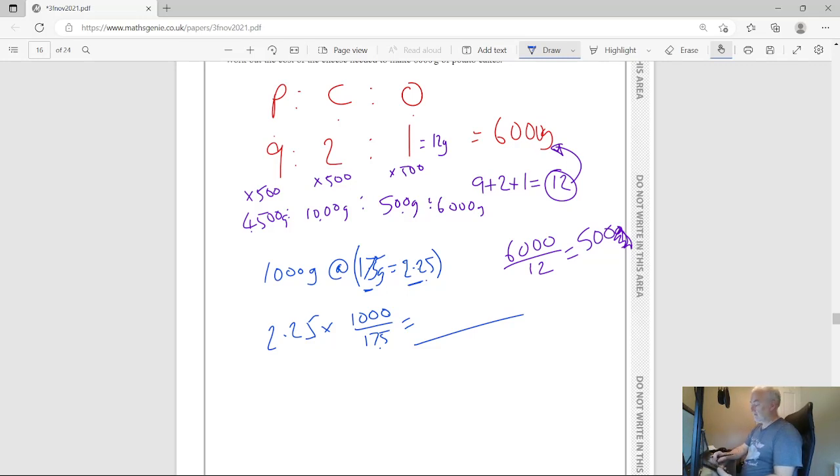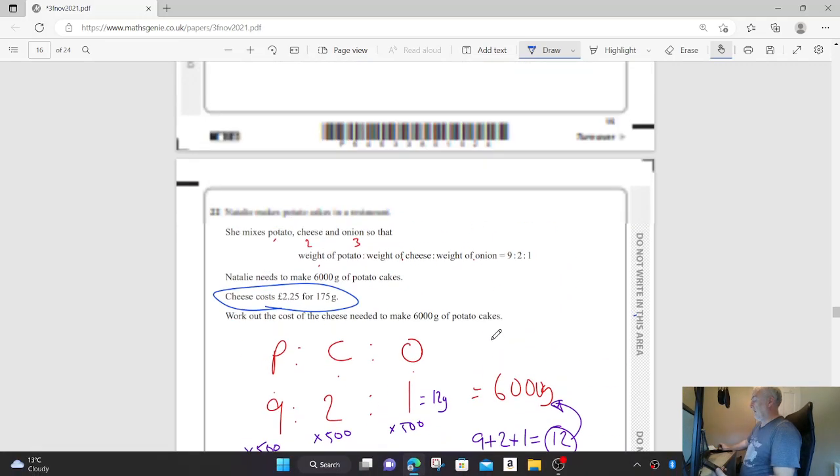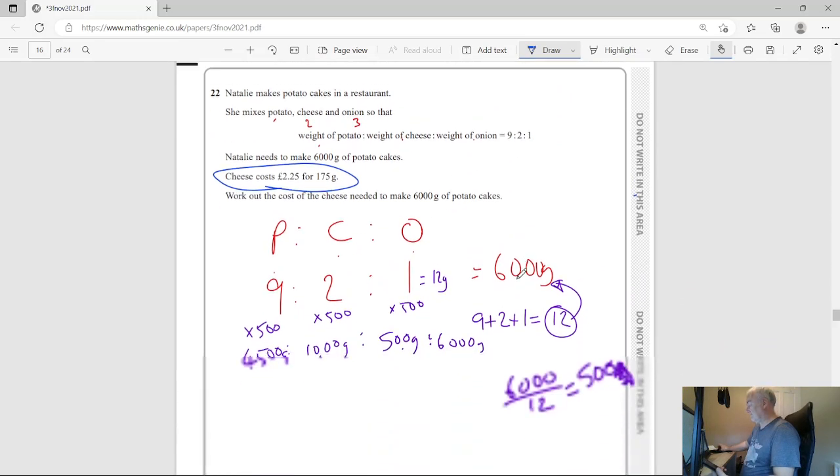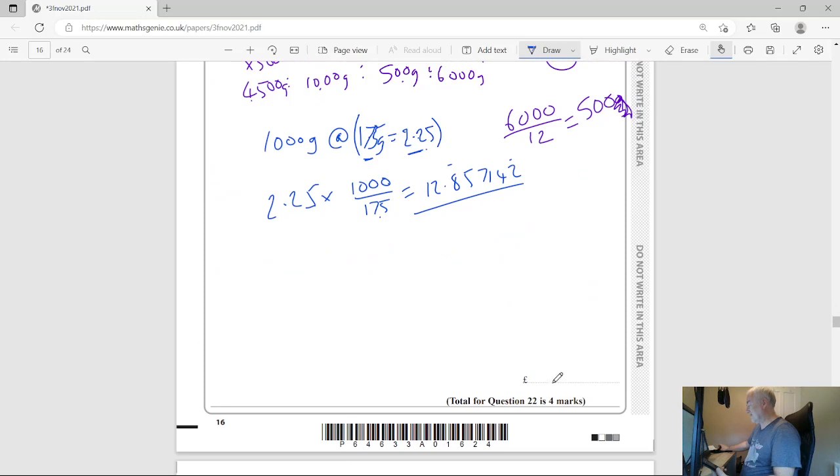So I'm going to write down in my calculator exactly what's on the screen: 2.25 times fraction key, 1,000 grams divided into blocks of 175. Okay, and that gives me 12.857142. Work out the cost of the cheese needed. We're in pounds, so we need it in pounds and pence because it doesn't go exactly.